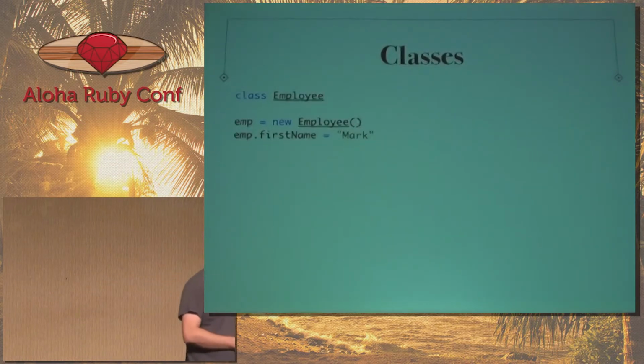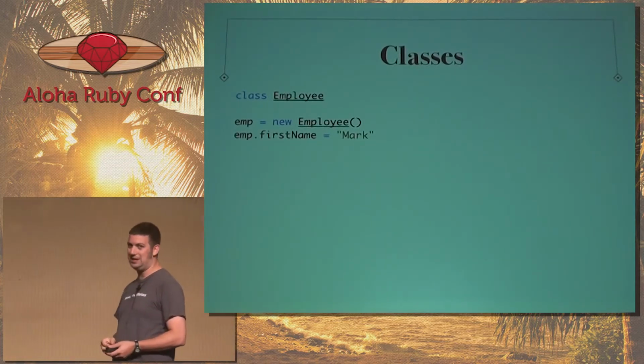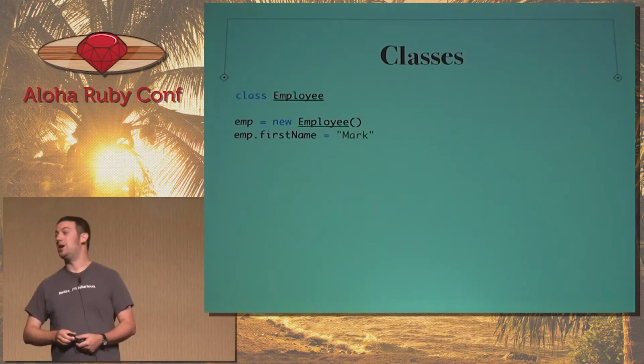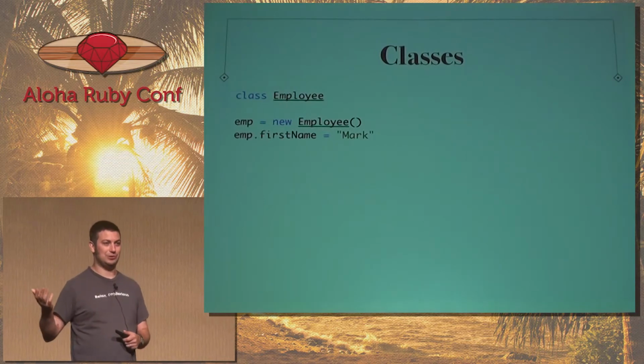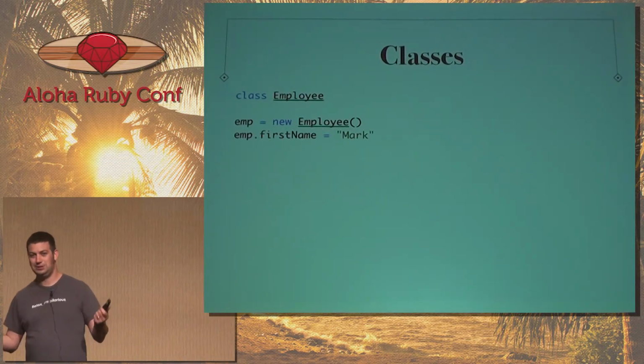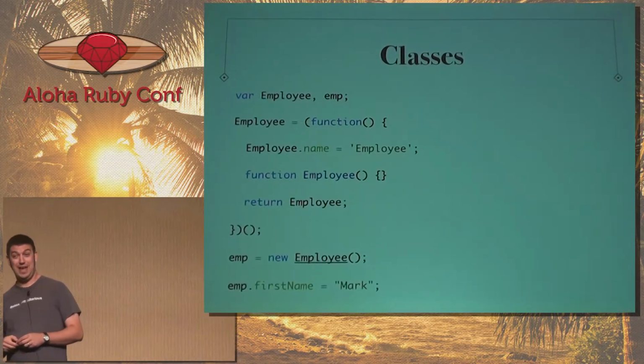Classes. I mean, classes are awesome. We all love classes. We use them in Ruby all the time. And CoffeeScript lets us do them. So this is actually a valid class definition. You can define a class in one line of code in CoffeeScript, just class Employee. Now I have a new employee class. I can instantiate instances of it, and I can play with it just like any other class. And that's the JavaScript for that.